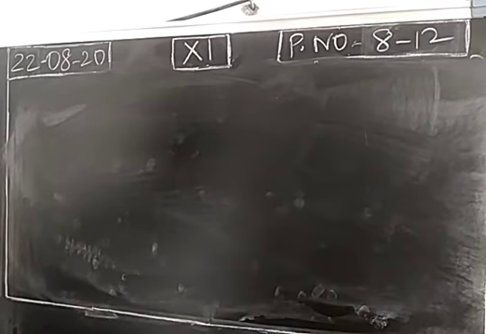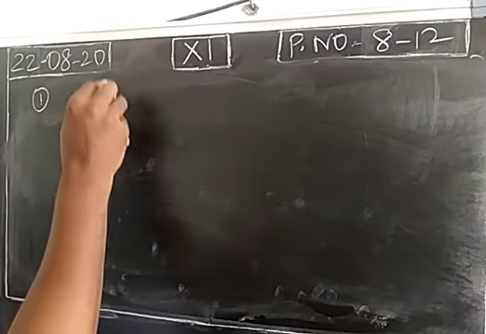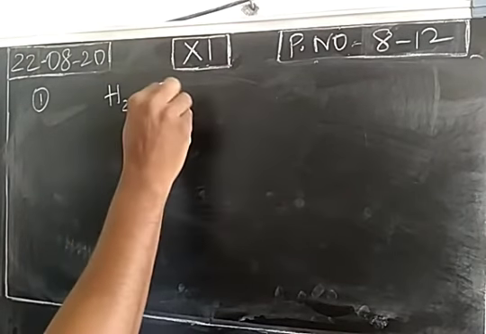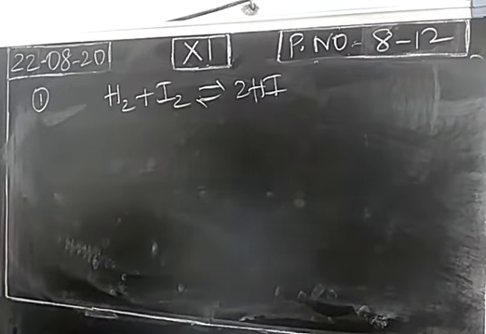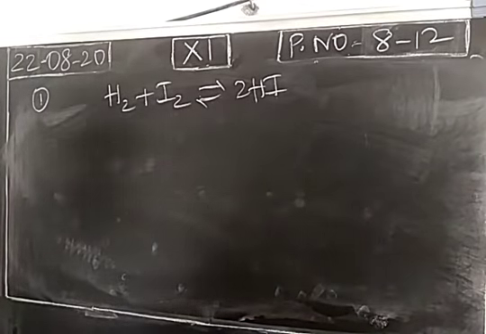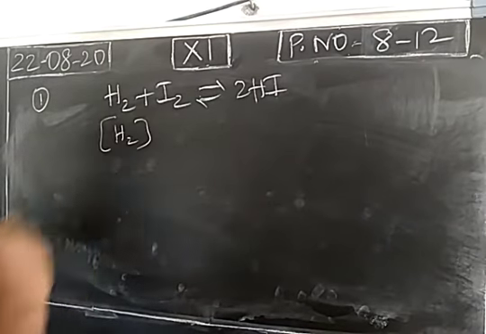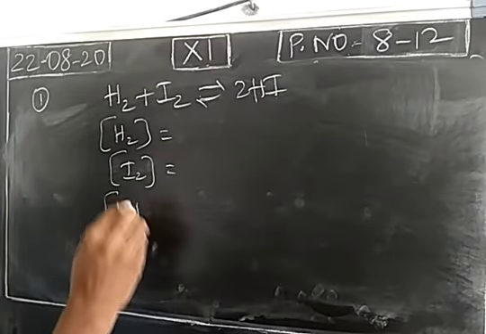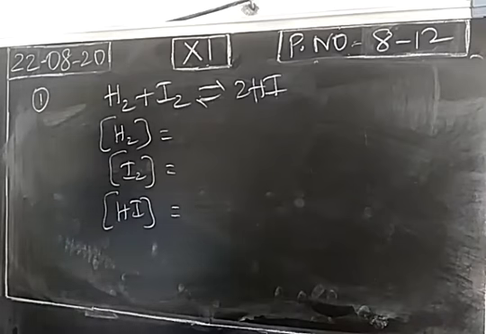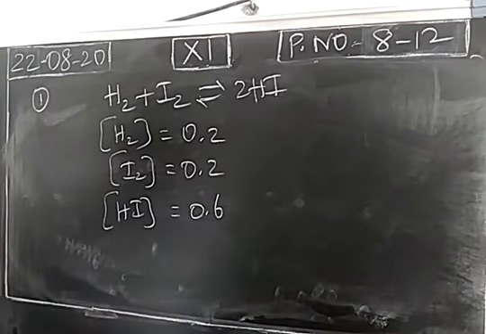Based on that, we have two solved problems. Problem number 1. Formation of hydrogen iodide. Hydrogen and iodine gases combine to produce hydrogen iodide gas. Now concentration is given: concentration of hydrogen, concentration of iodine, concentration of hydrogen iodide. All three values are already given in the question. These are 0.2, 0.2, 0.6, unit mole per liter.